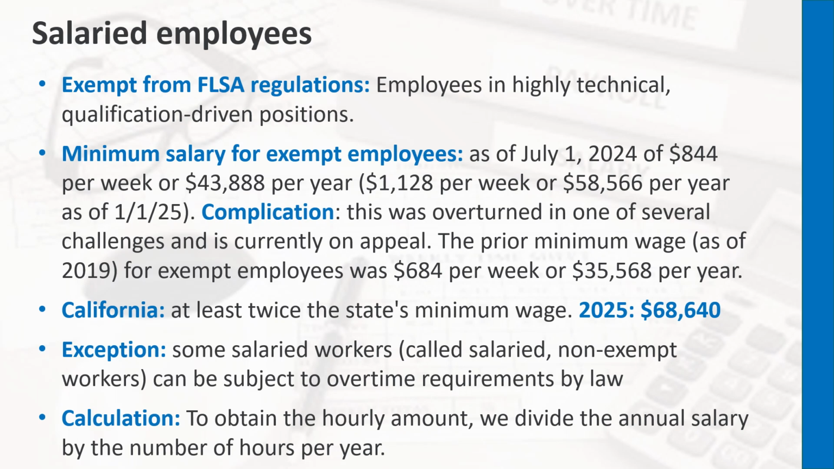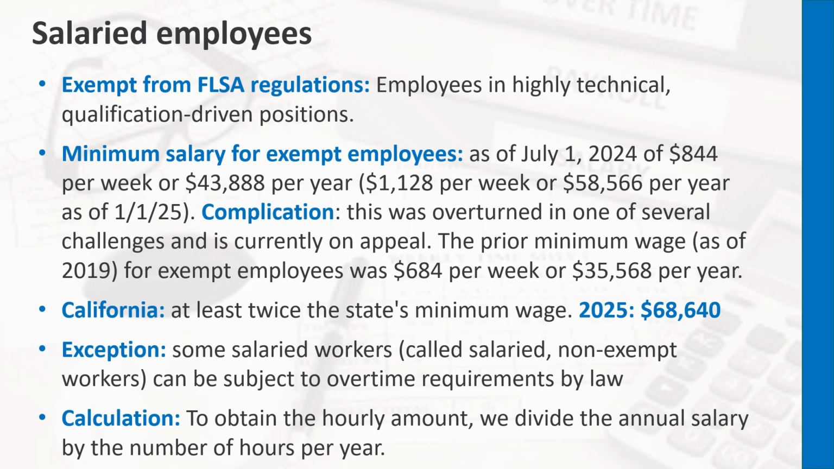Our textbook uses the $844 per week salary, but the legal minimum salary for exempt employees still stands at $684 per week. In California, it's a little simpler because exempt workers must be paid a salary that is at least twice the state's minimum wage. That means salaried workers as of January 1st, 2025 must earn at least $68,640 per year, or $1,320 per week.